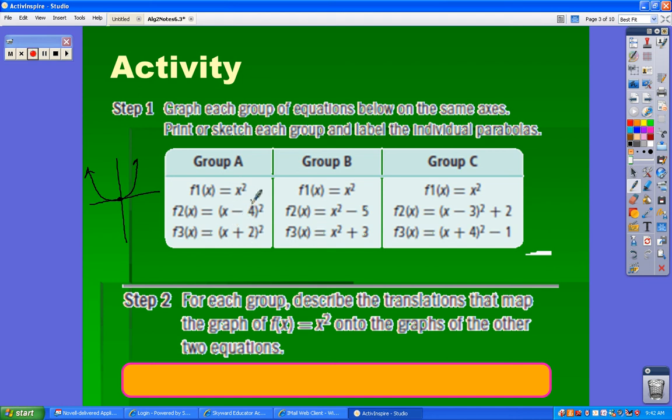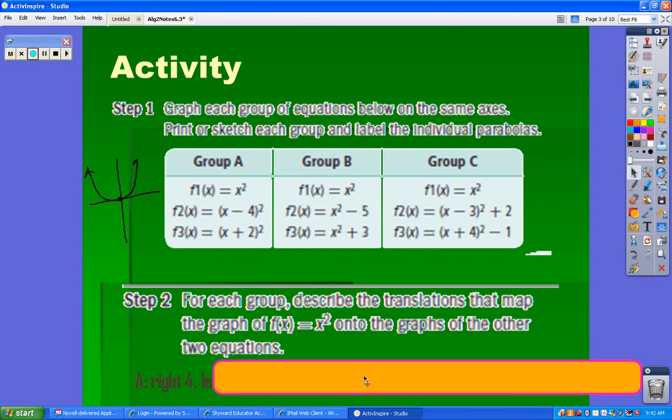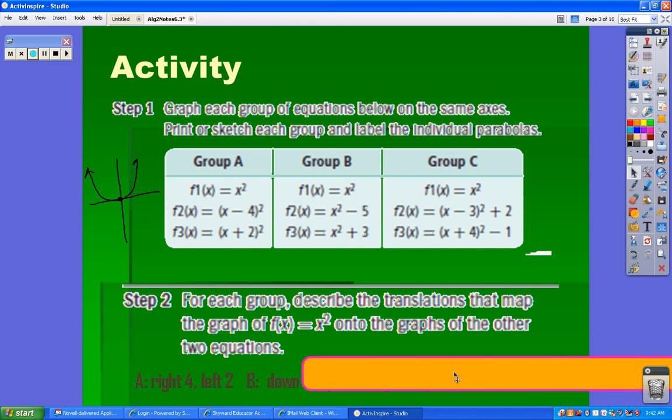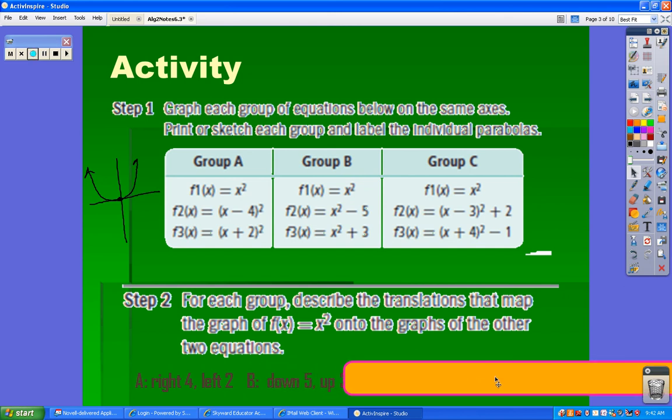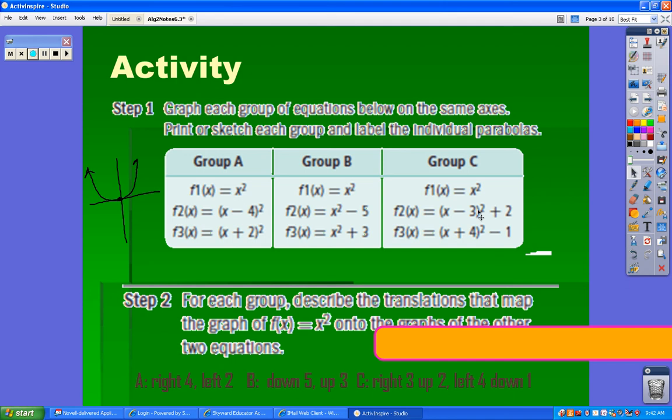When there is a number in parentheses with the x and that quantity is squared, you are seeing some sort of movement, and it appeared to be, on the first one we went right 4, and on the second one we should have gone left 2. Okay, on group B, we went down 5, and we also went up 3 on the third one. And on group C, I don't know if you saw this or not, but you went to the right 3, up 2, and left 4, down 1. Okay?